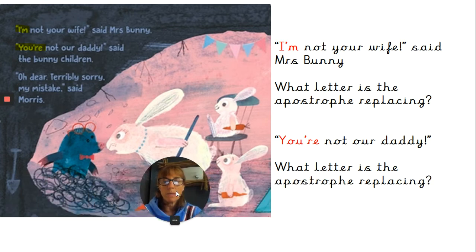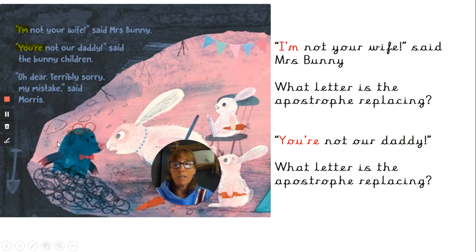I'm going to put myself in the bunny burrow. So you remember Morris popped up in the bunny's burrow and Mrs. Bunny said, I'm not your wife, said Mrs. Bunny. What letter is the apostrophe replacing? What's the missing letter there? I'm. If we separate that one word, I'm, into two words, what would it be? I am. So the missing letter is the A.